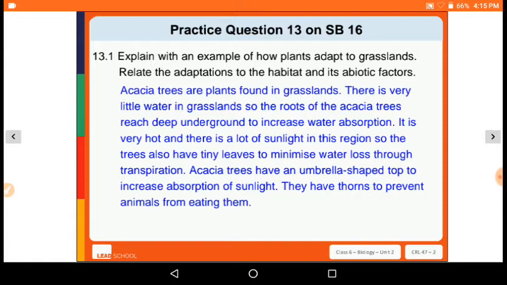It is very hot and there is a lot of sunlight in the region, so the trees also have tiny leaves to minimize water loss through the transpiration process. Next we can write that acacia trees have an umbrella-shaped top to increase absorption of sunlight. They have thorns to prevent animals from eating them.